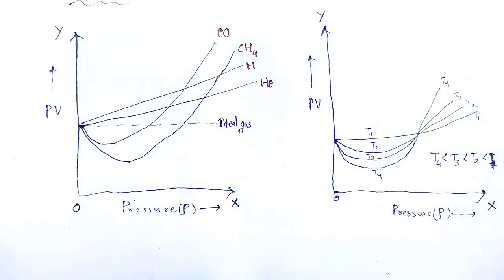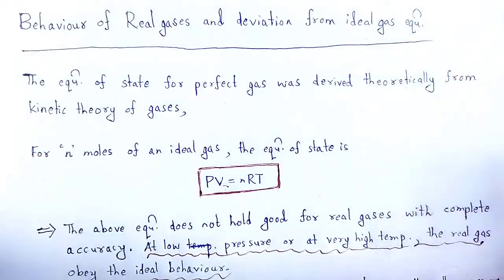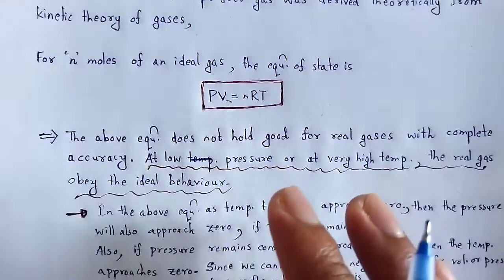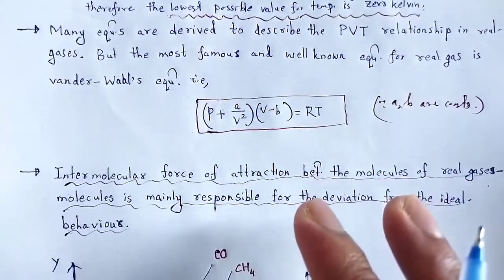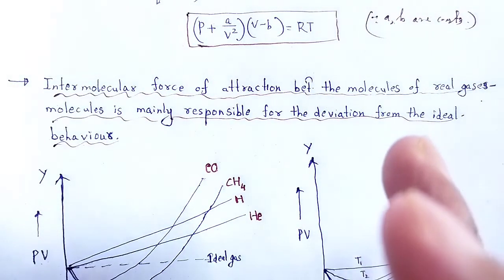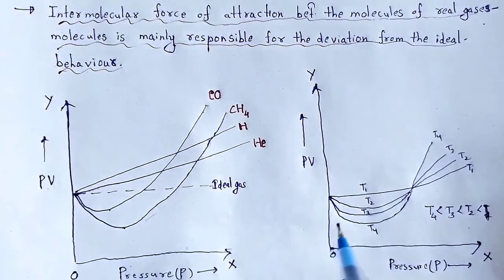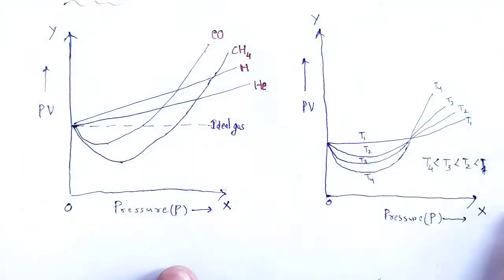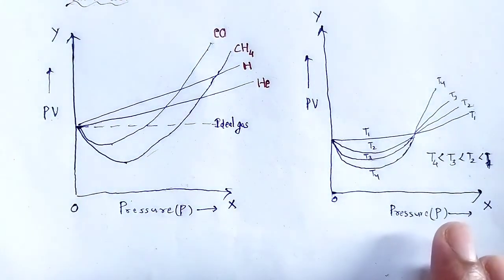So, what have we discussed throughout this video lecture? We discussed the behavior of real gases and the deviation from the ideal gas equation, how the deviation actually occurred, and from these two graphs we analyzed how exactly the deviation looks. With these useful and informative notes, let me wind up this session. Thank you.